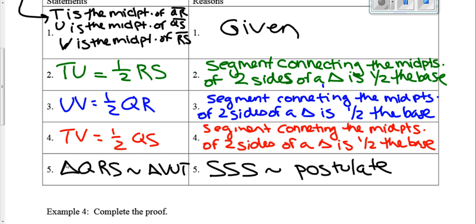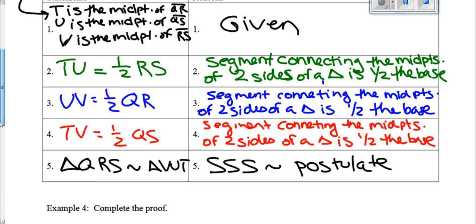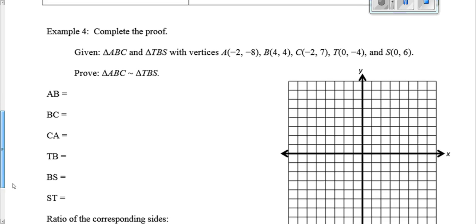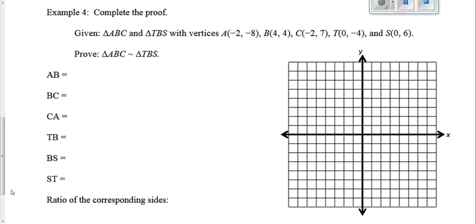Okay. Pause the video, go back, rewind if you need to. You're going to move on to the last example. So the last example is doing a proof on a coordinate plane. So we're given triangle ABC and TBS with given vertices, and we have to prove that ABC and TBS are similar.